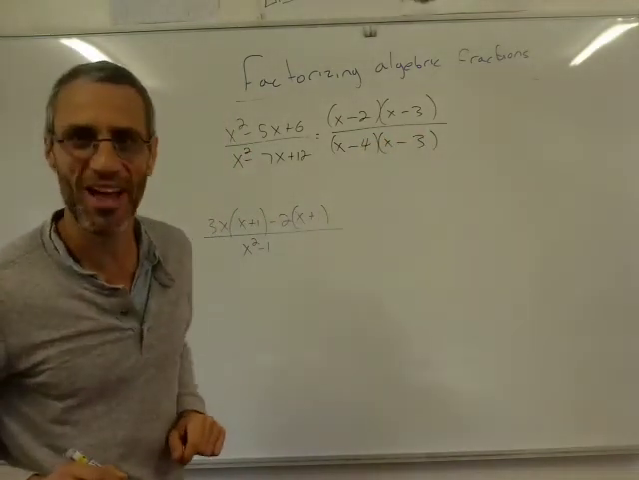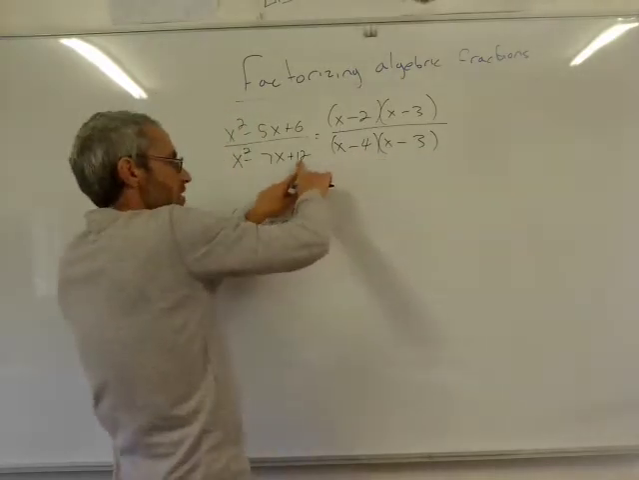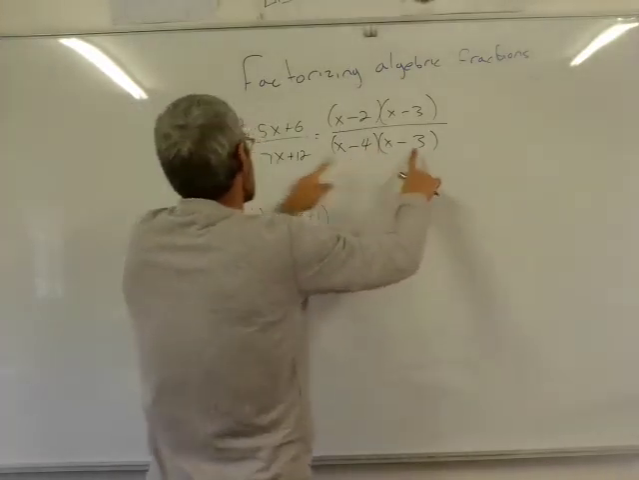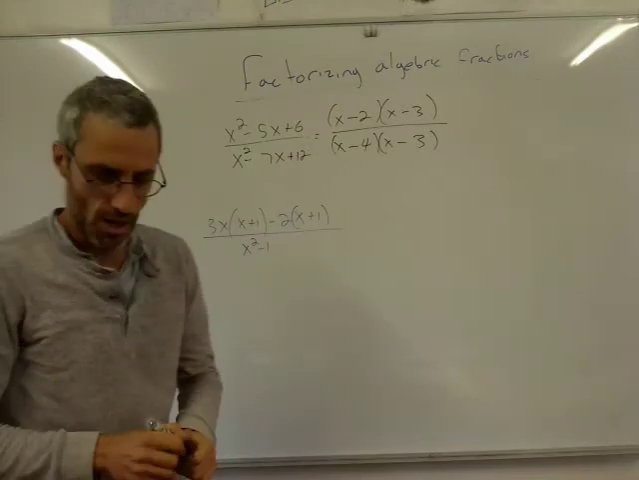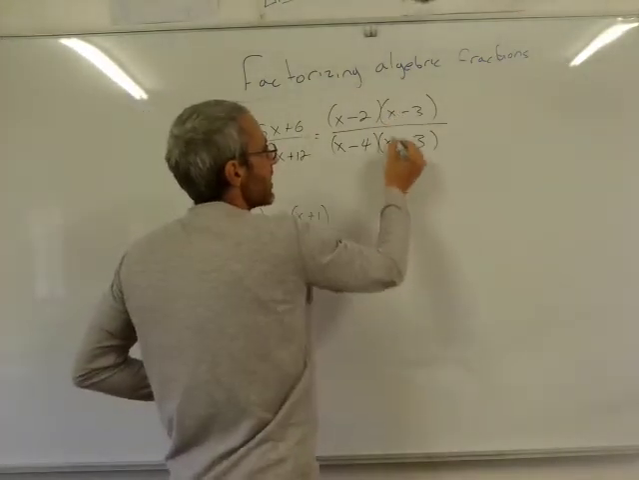Okay, I think I got it right now. Minus 4 times minus 3 is 12. Minus 4 minus 3 is minus 6. Now, what can we do? What are x minus 3, x minus 3?